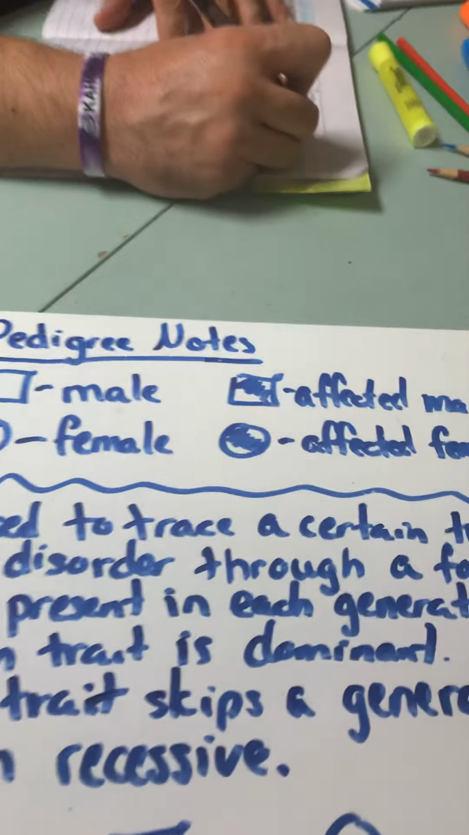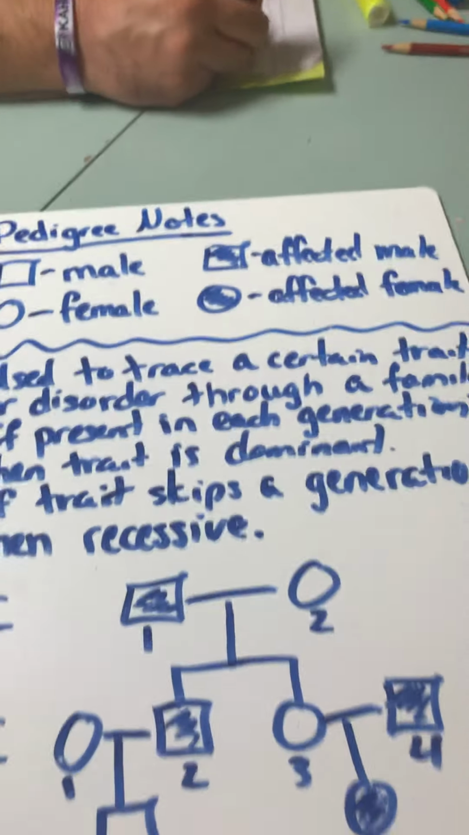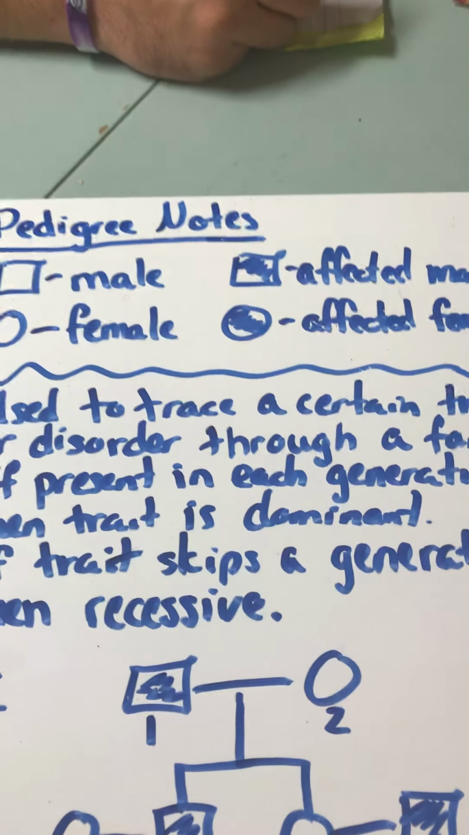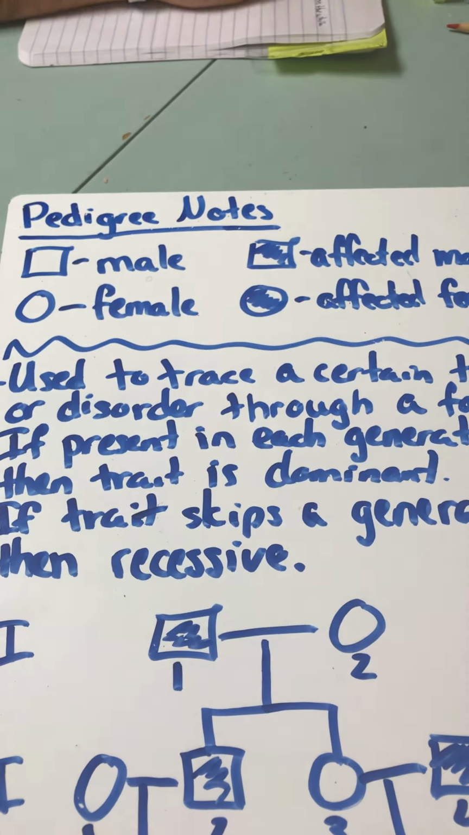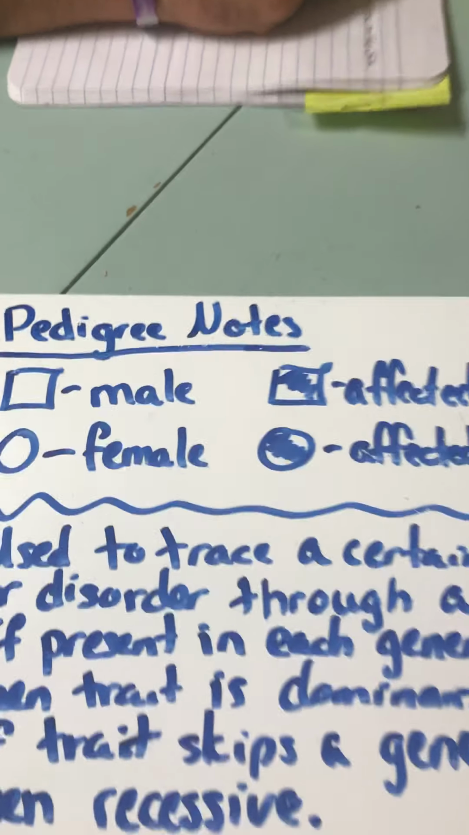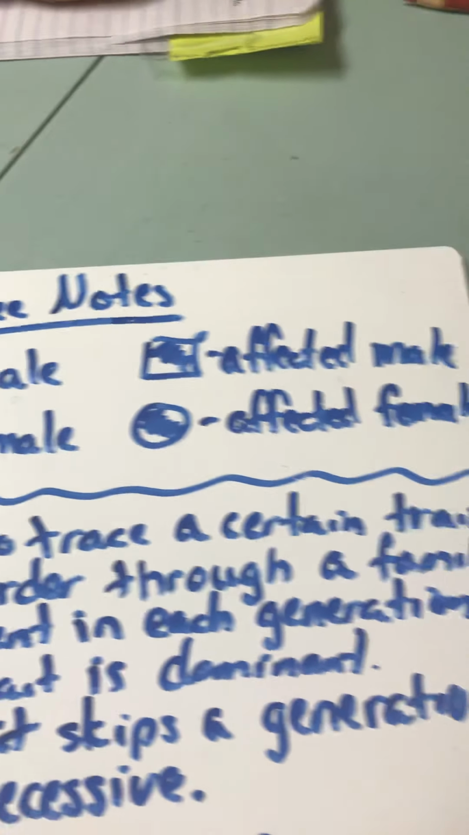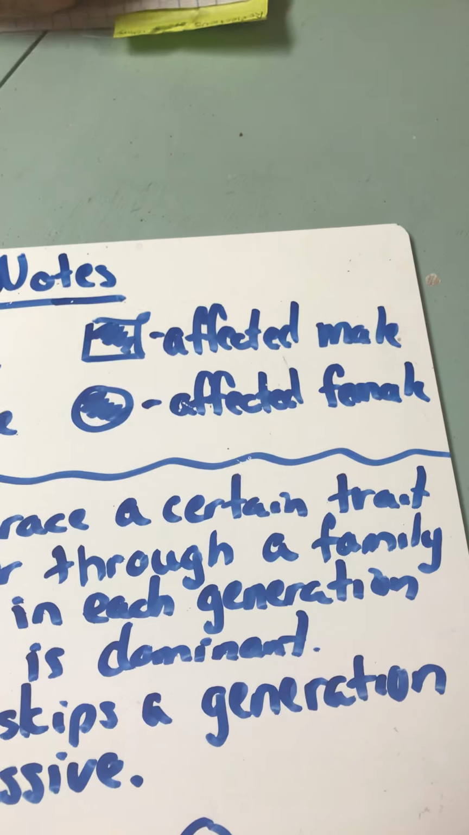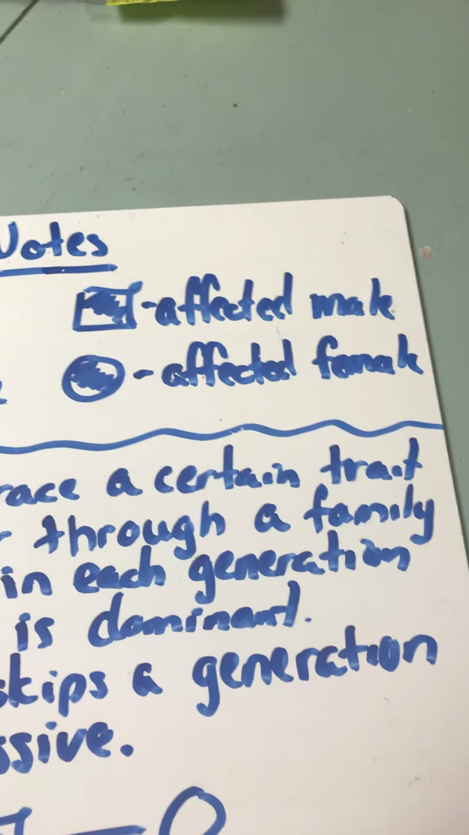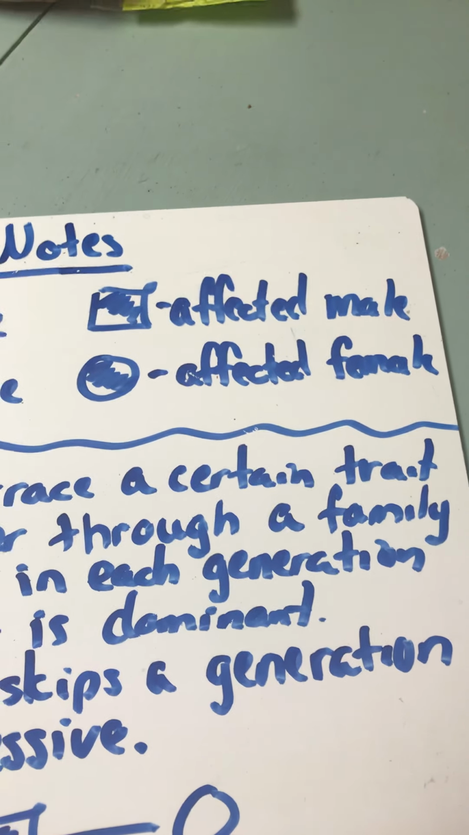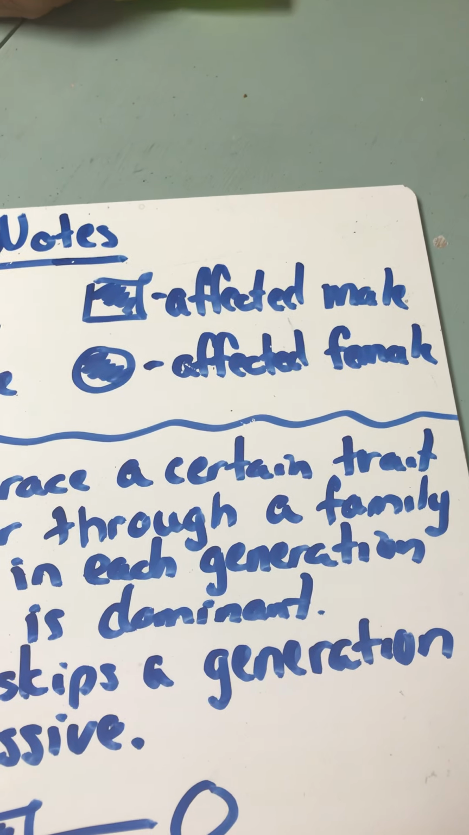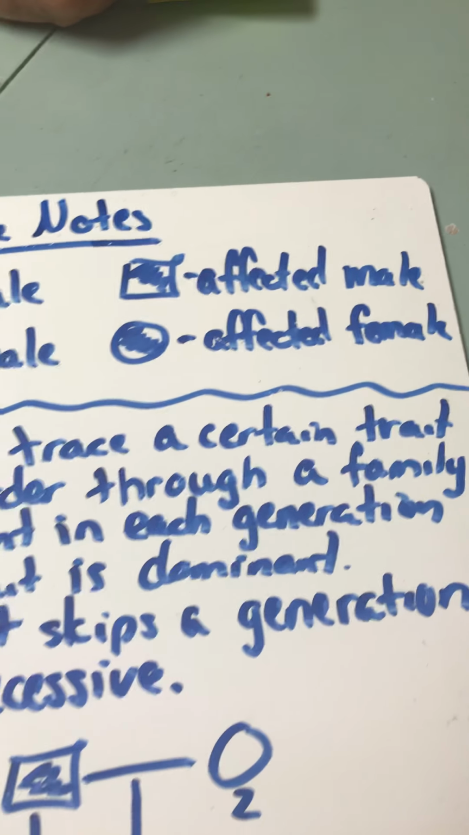So here are some pedigree notes. Starting at the top, a male is indicated by a square. The female is the circle. If they are filled in, then it means that they have whatever disease, disorder, or trait you are looking at.